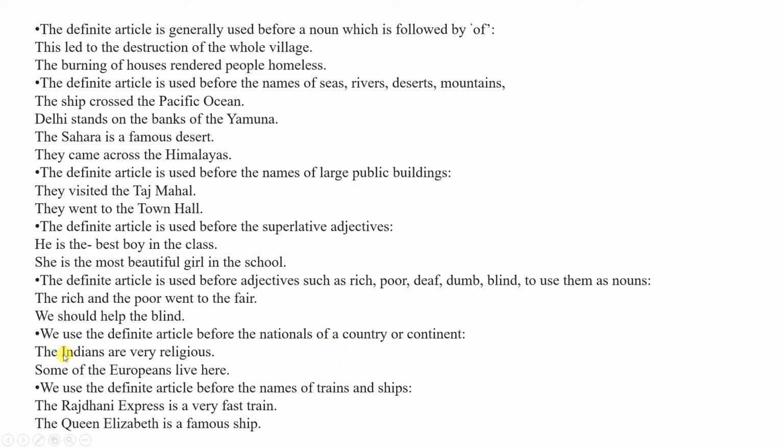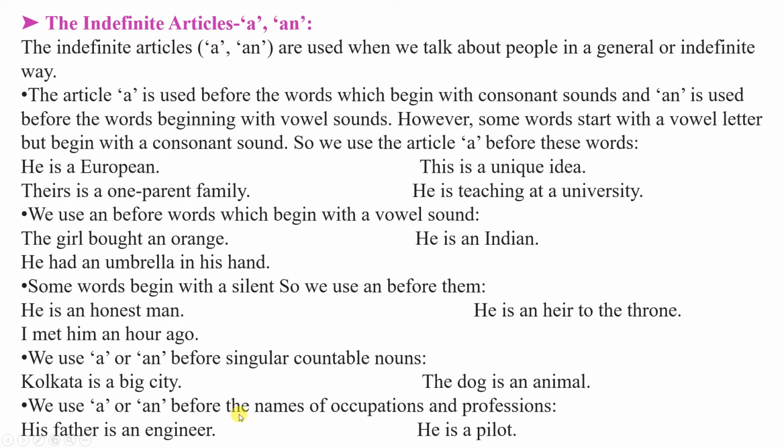The Indians are very religious. Some of the Europeans live here. We use the definite article before the names of trains and ships. The Rajdhani Express is a very fast train. Now let us talk about the indefinite article, that is a and an.